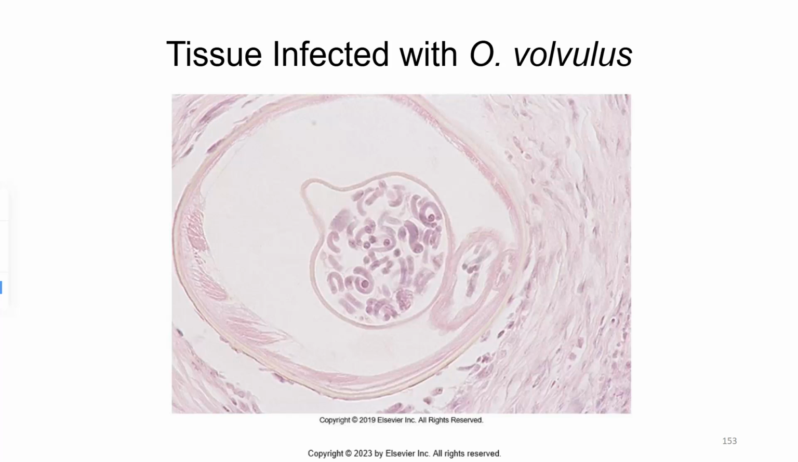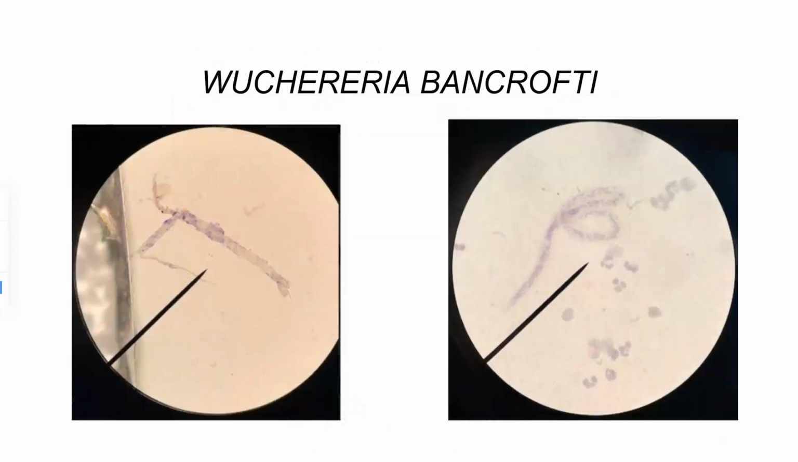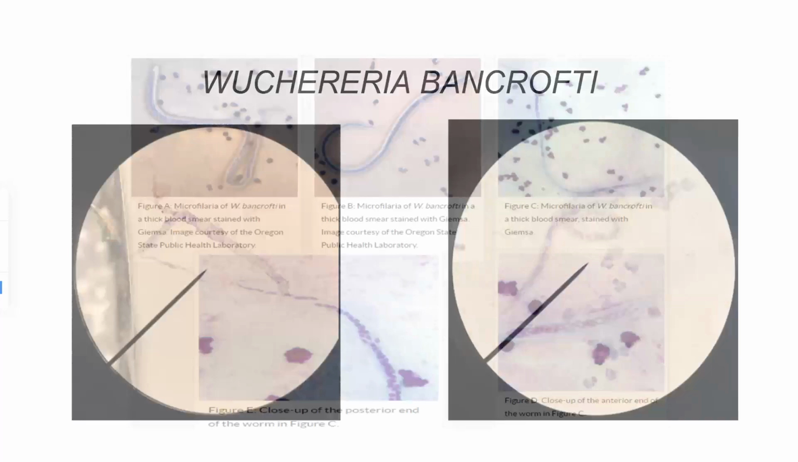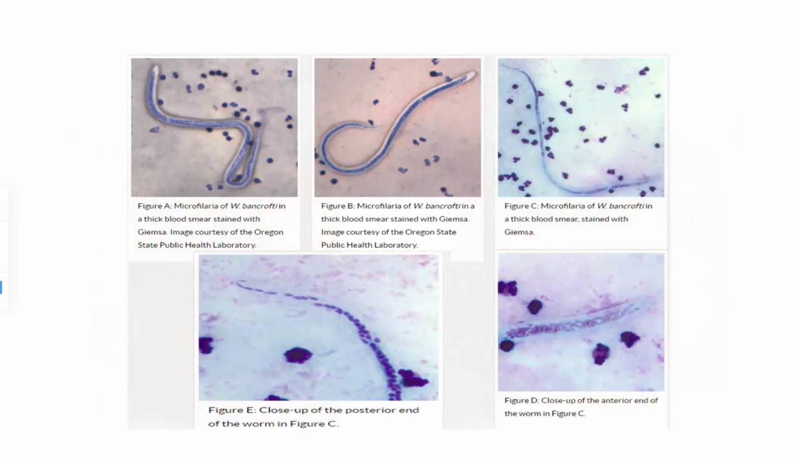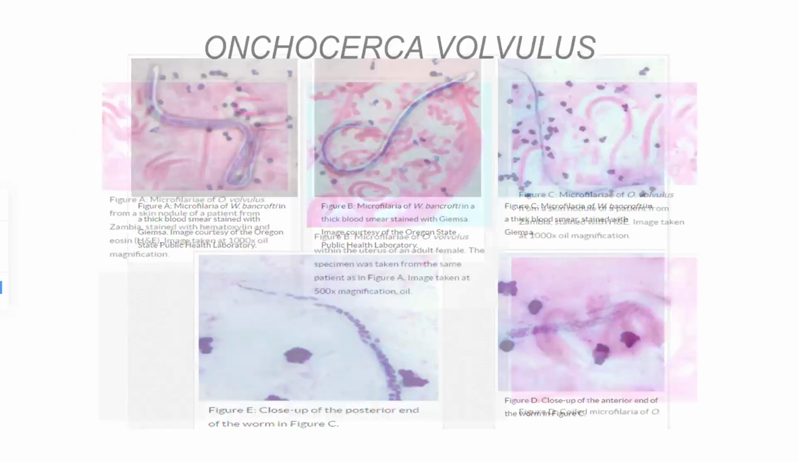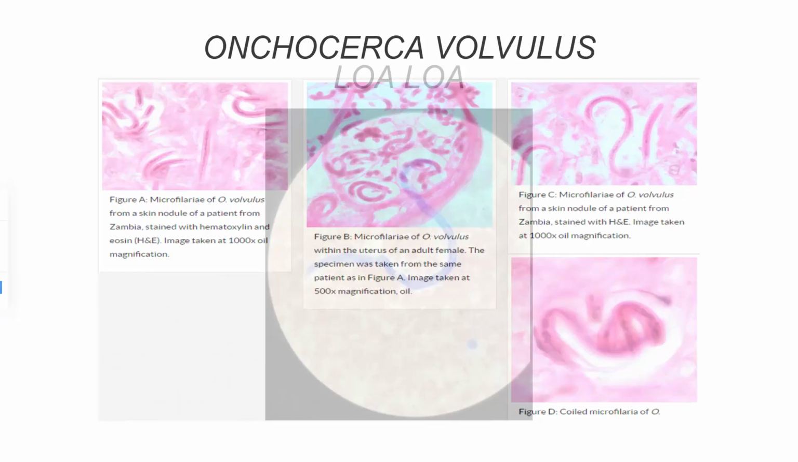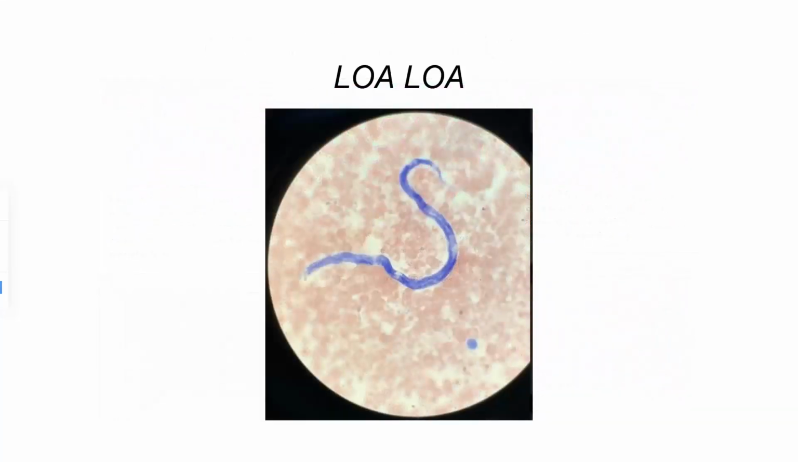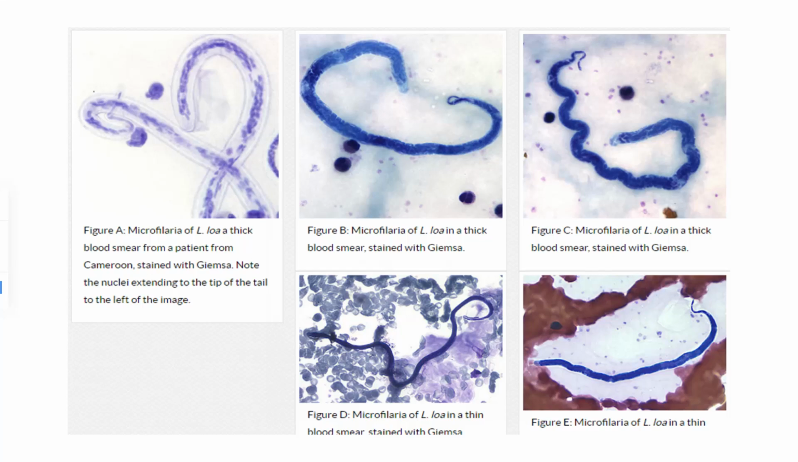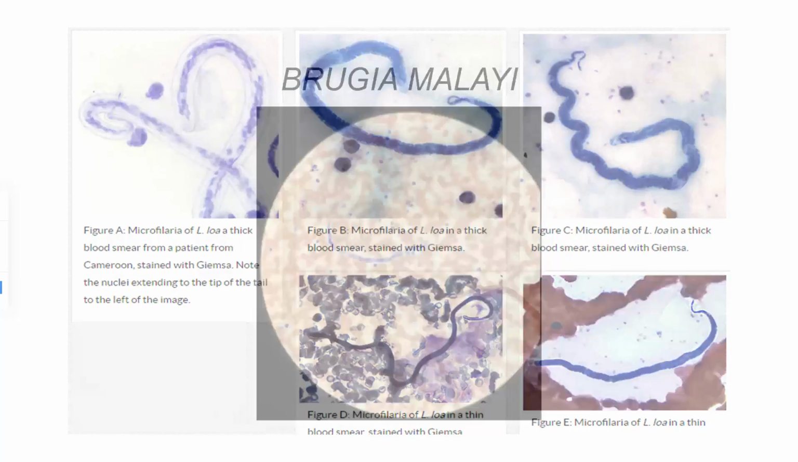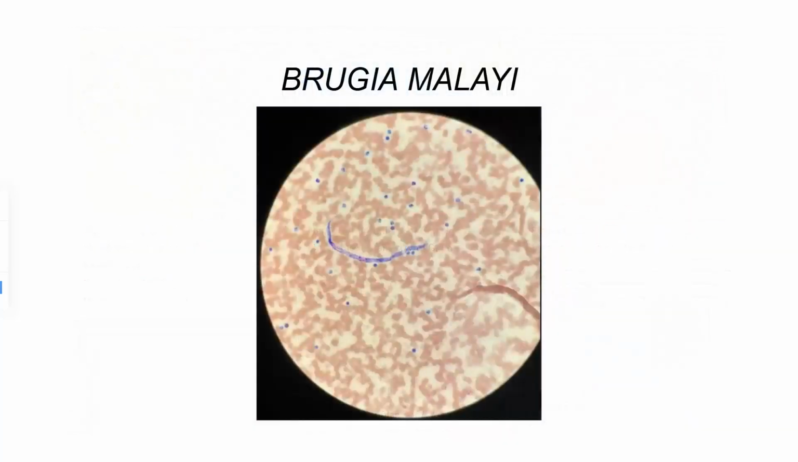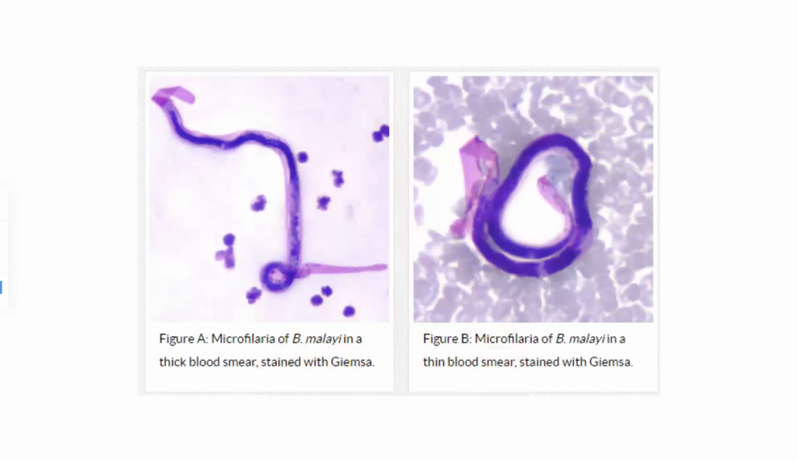So this is a picture of tissue infected with it. Here's a picture of Wuchereria bancrofti. Here's some more pictures of Wuchereria. Here's Onchocerca volvulus, Loa loa. Here's more Loa loa. Brugia malayi. Here's some more Brugia malayi.